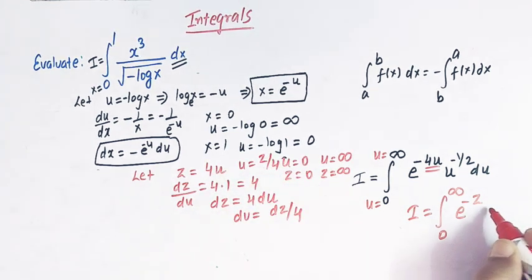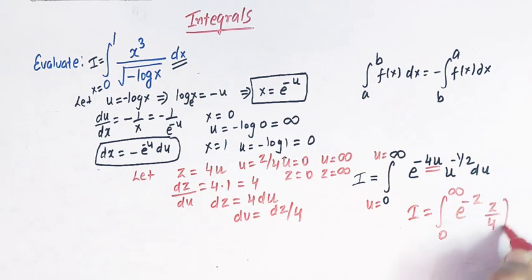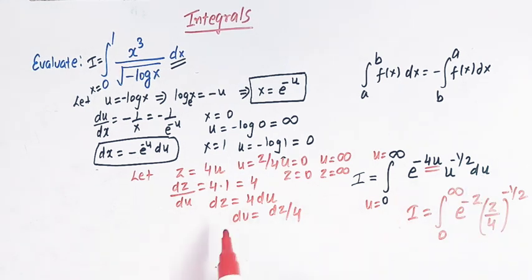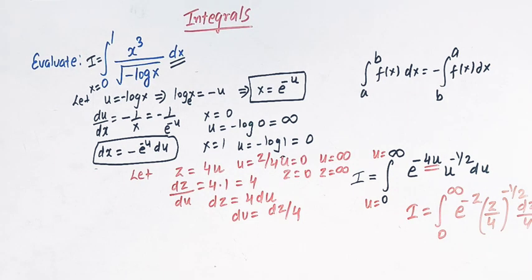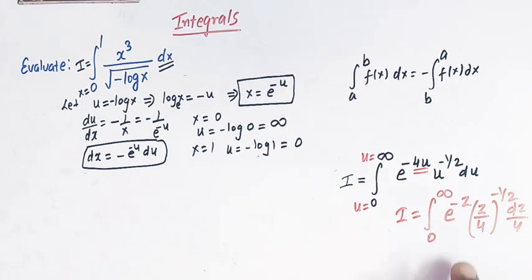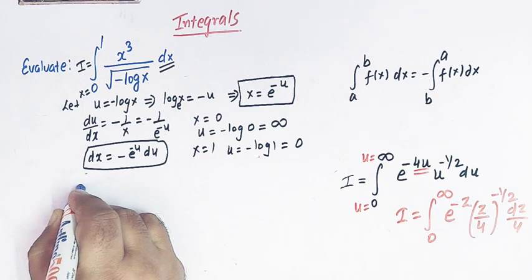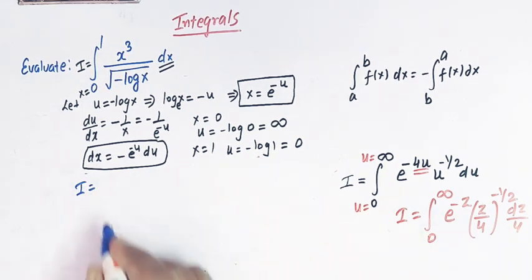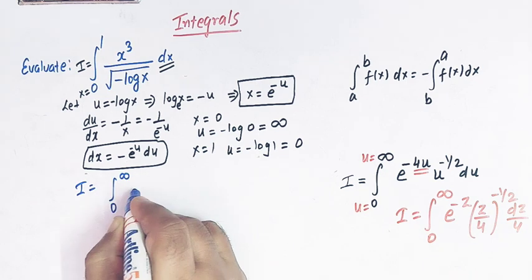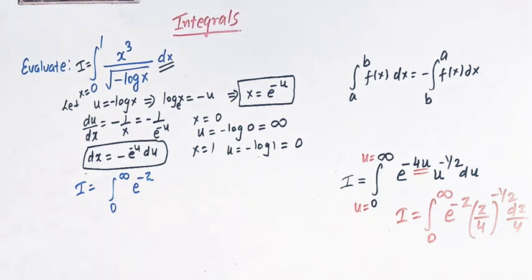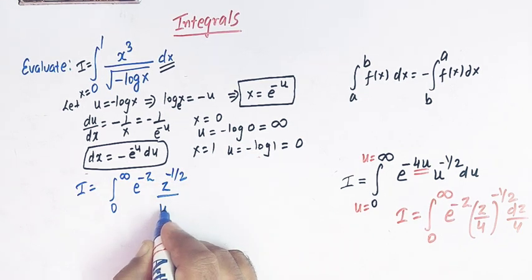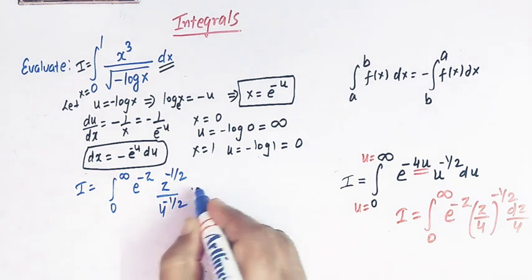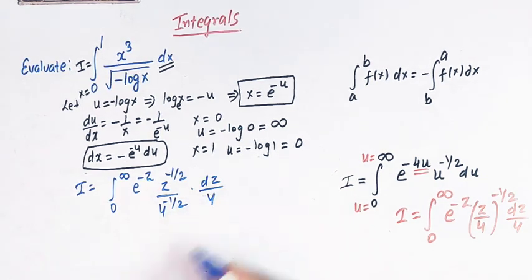So now we have here z over 4 raised to minus half, and du can be replaced by dz over 4, right? So now let us simplify this integral, right? So we can now write I as 0 to infinity, here we have e raised to minus z, and we have z raised to minus half, and we have 4 raised to minus half, and here we have dz over 4, right?